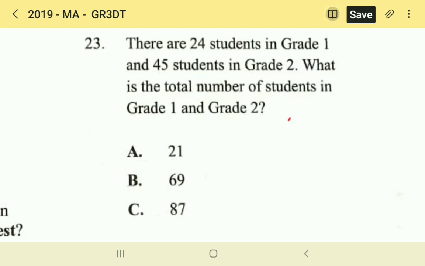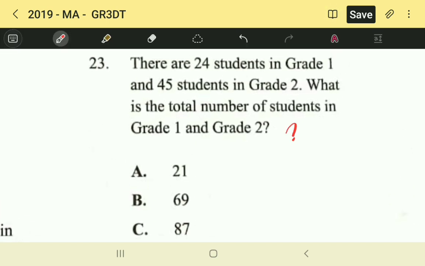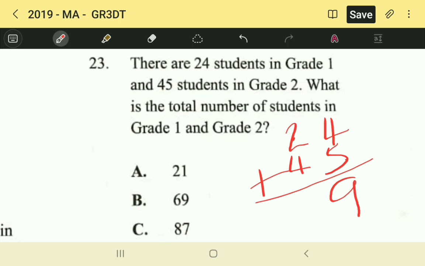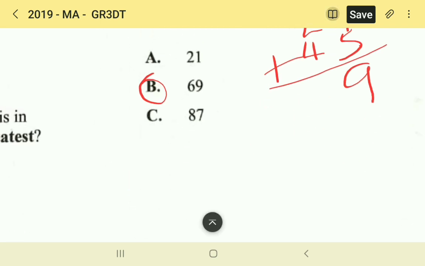Alright, so let's see if we work this out. 24 in grade 1 and 45 in grade 2. 5 plus 4 is 9. For those who need to put their strokes down, put it down. We're looking for an answer ending in, shout out the answer. By now you should pick up this kind of strategy. The answer must end in, good job, 9. And that's a B. We don't need to work any further.